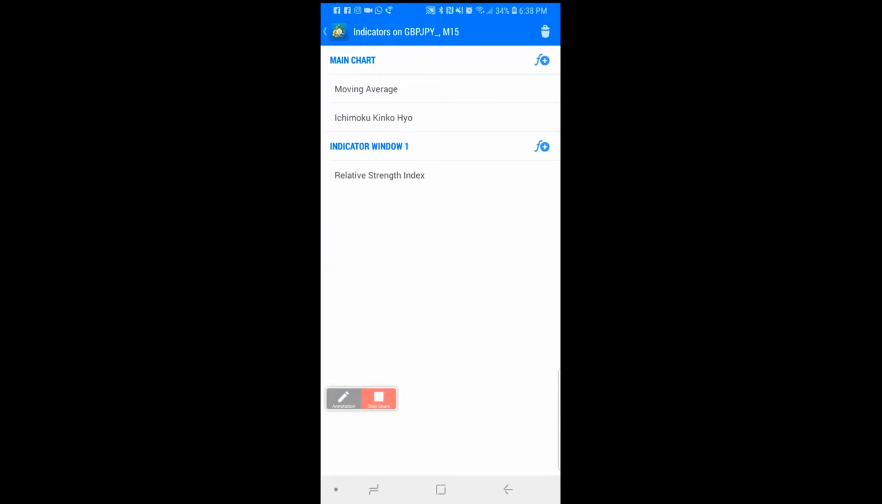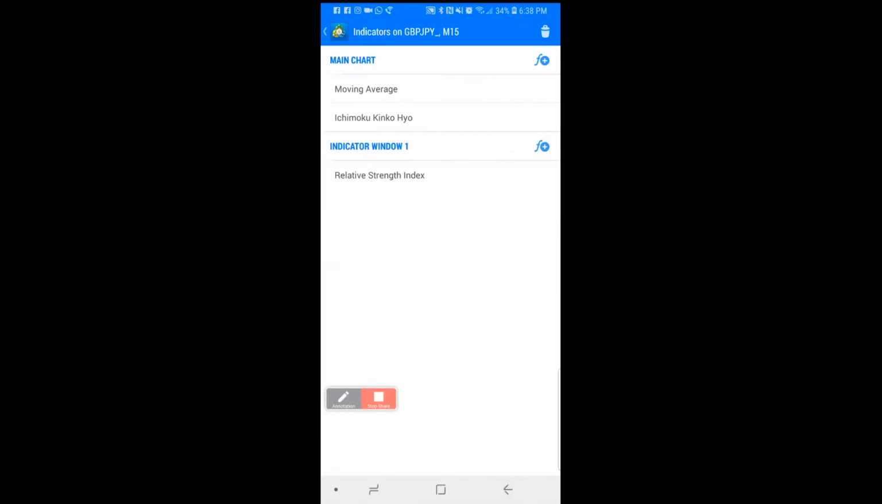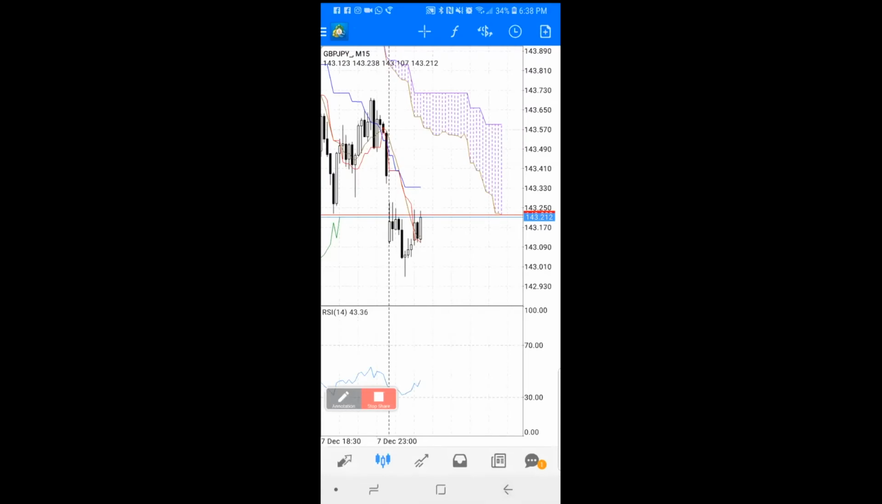Then you go back to the F, and I have the moving average also. For my second indicator, my indicator window number one, you go to F plus, and I have the RSI, which is the relative strength index. All right, so make sure you have that. You go to F plus, F at the top.